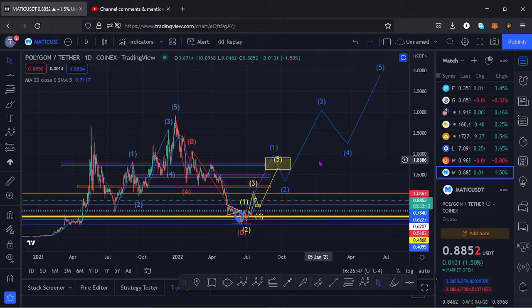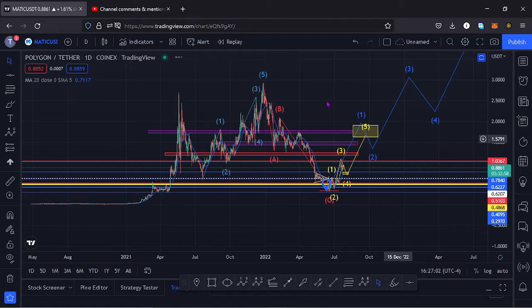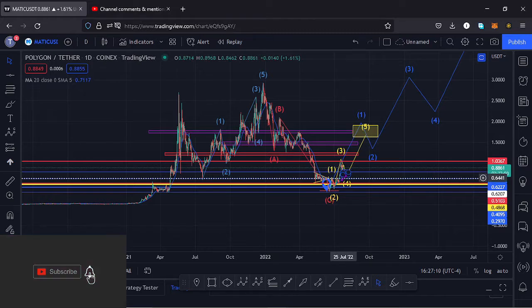I'll be giving you a price prediction update on Polygon Matic, whose current price stands at the $0.8852 mark, and here on TradingView the market is up by 1.55%. And in this video I want to give the key scenarios that I expect to play out on this chart, basing my analysis on the Elliott waves and the Fibonacci's, and also the key areas of support and resistances. So if you're interested in such content, make sure that you stick around till the end of the video.